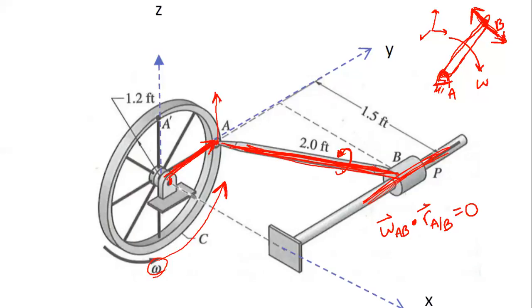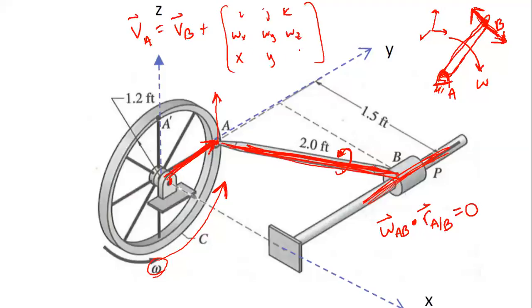Okay, any other questions on this one? Yeah, so the four equations you're going to end up with there: you're going to write velocity of A equals the velocity of B plus your I, J, K, whatever your omega X, omega Y, omega Z, and then whatever your X, Y, Z position vectors are. And so that gives you three equations when you break it down into I, J, K.